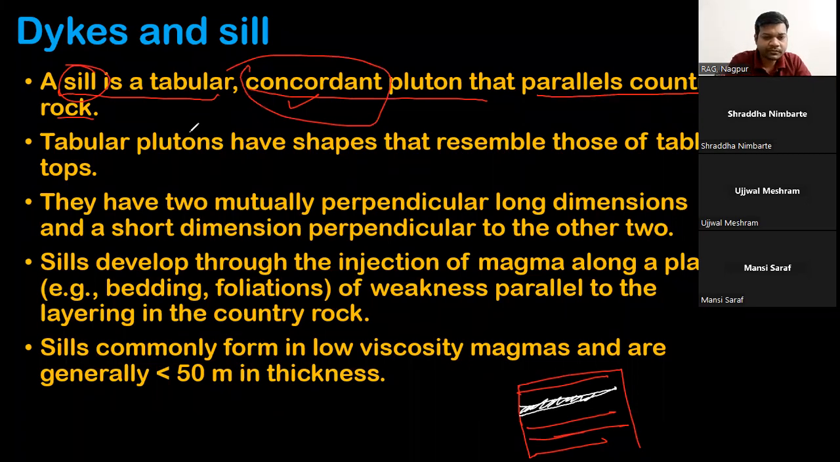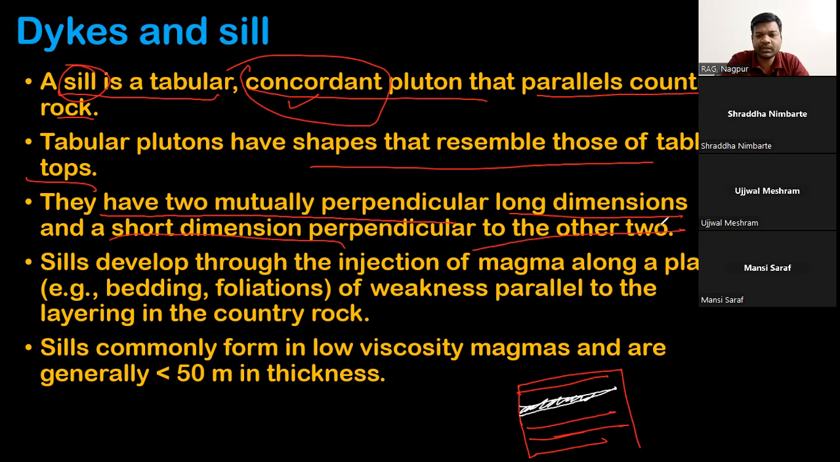So tabular plutons have shapes that resemble those of tabletops. They are basically flat. They have two mutually perpendicular long dimensions and a short dimension perpendicular to the other two. This is the short dimension, and these will be their long dimensions, right?